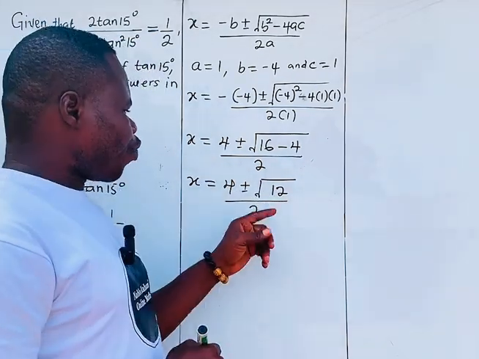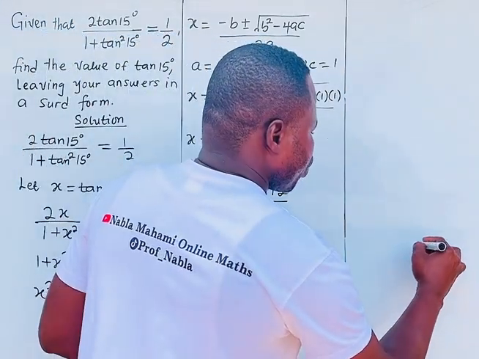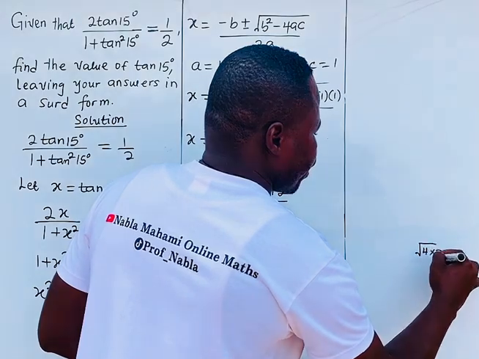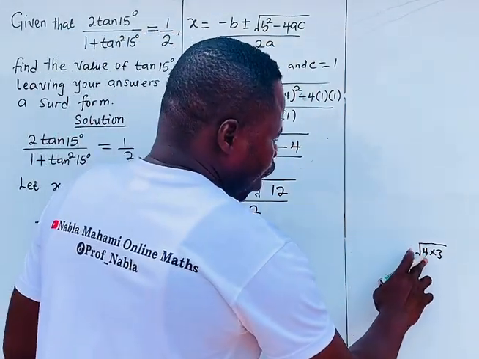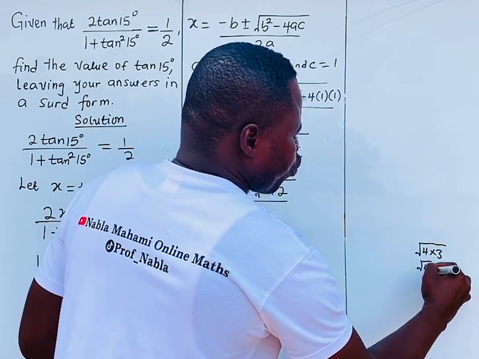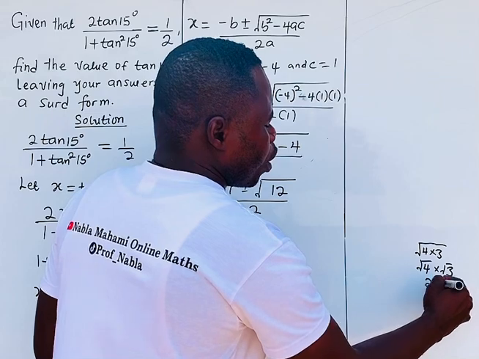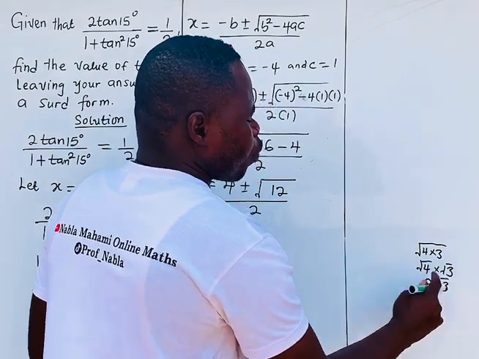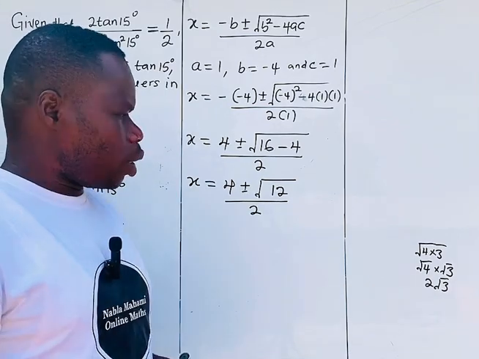Now, let's try to find the square root of 12. The square root of 12 is the same thing as the square root of 4 times 3. You can see that 4 times 3 is still 12. But taking them this way, the square root of 4 times the square root of 3. The square root of 4 is 2, and the square root of 3 is still the square root of 3, meaning the square root of 12 is the same thing as 2 root 3.